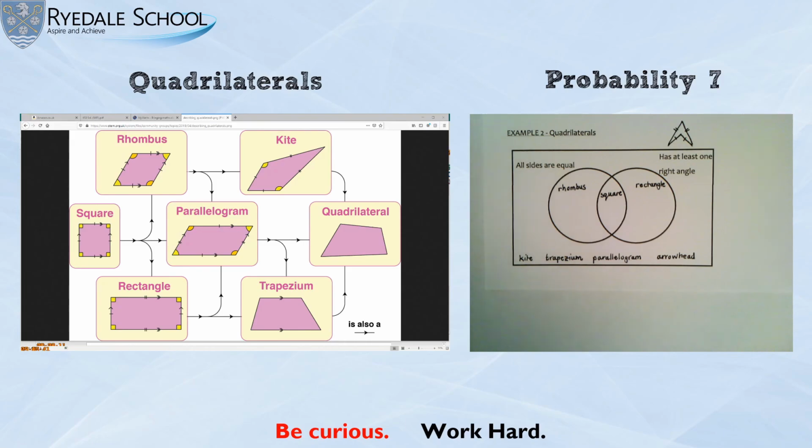Okay. So I hope you've managed to follow my examples. There's going to be some questions very, very similar to example number 1, and then a slightly more challenging question based on finding some probabilities from your Venn diagrams.